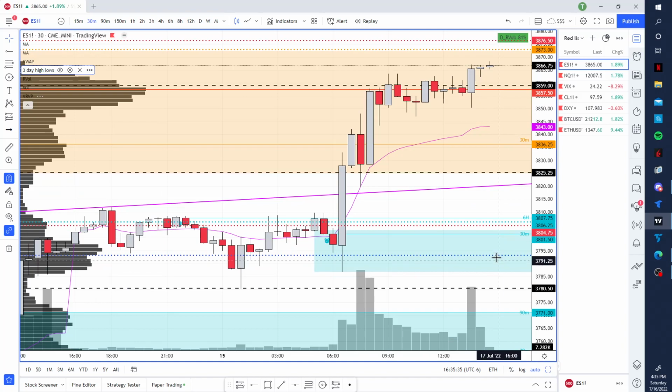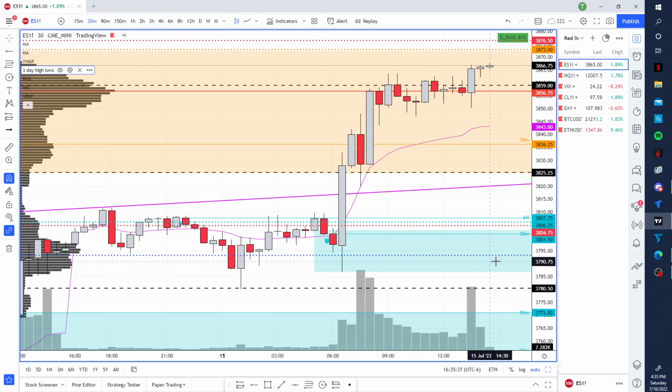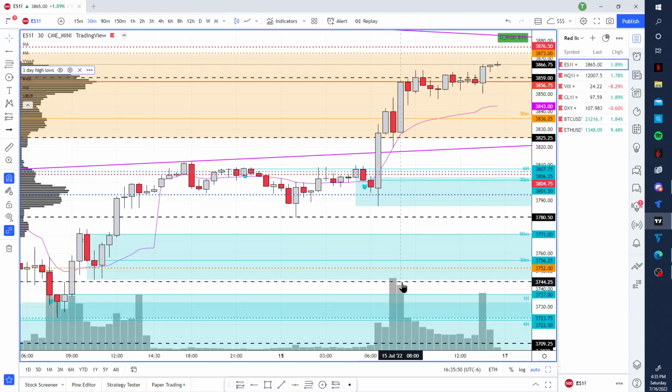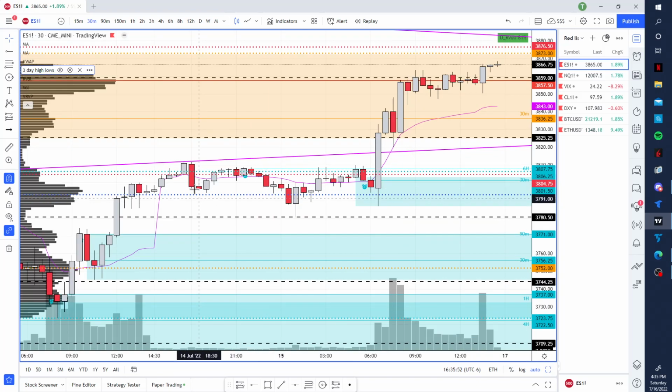There's also one other dotted line here that I use. This is the previous day close price, and to turn that on, you go to the little gear wheel, the chart settings, click this button right here, previous day close price line, change it to a color that you like, and that's it. That also acts as support and resistance.